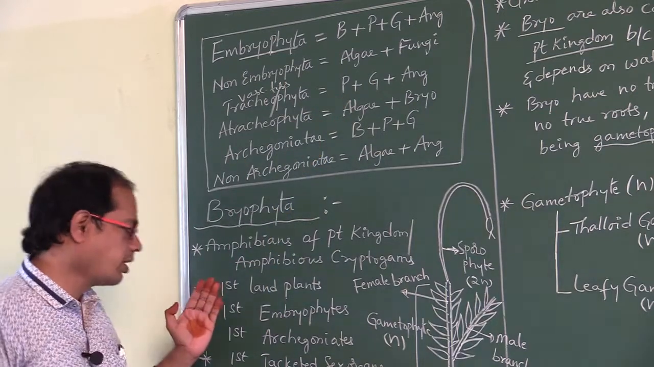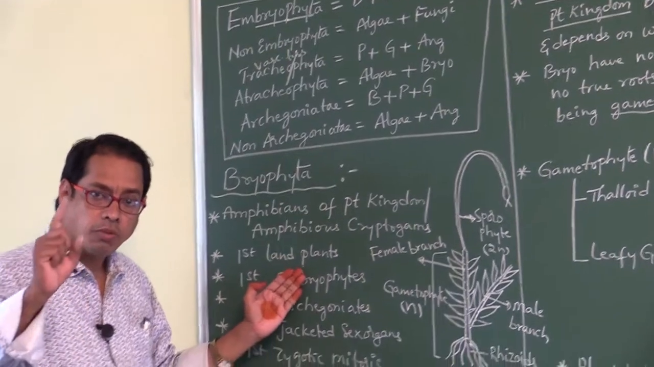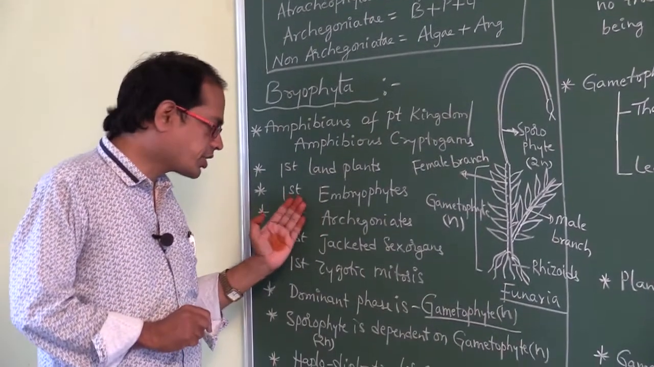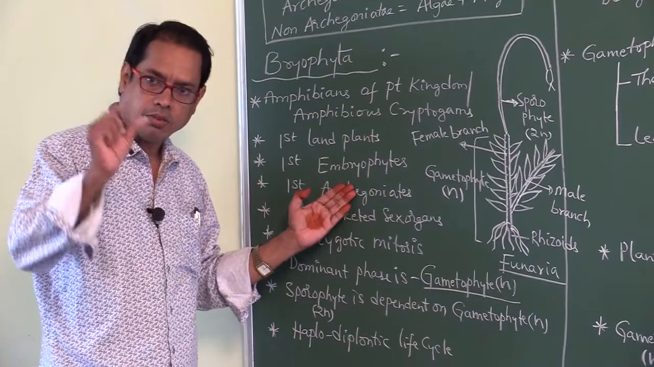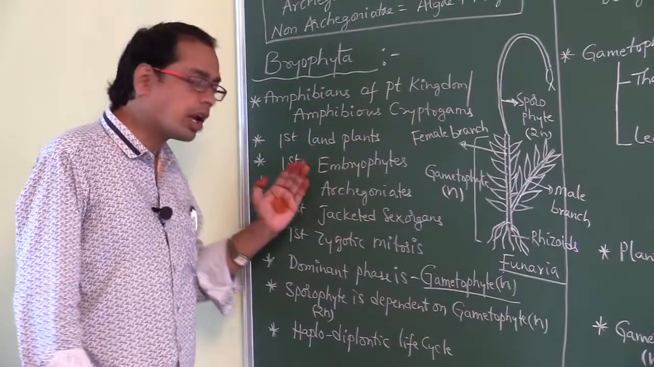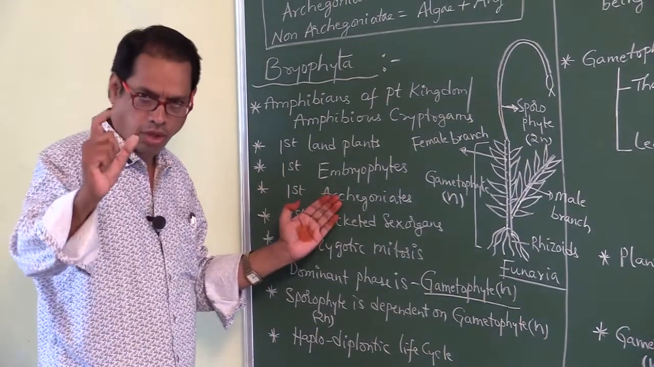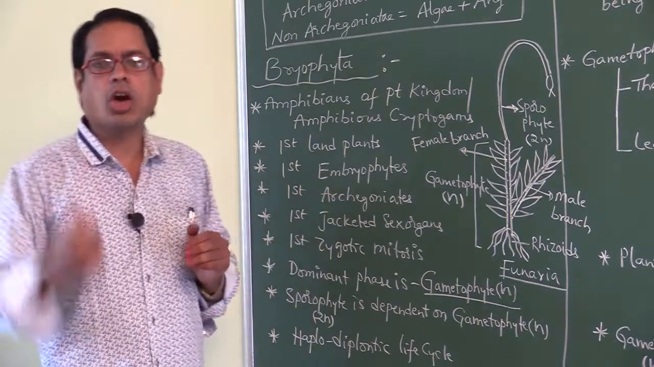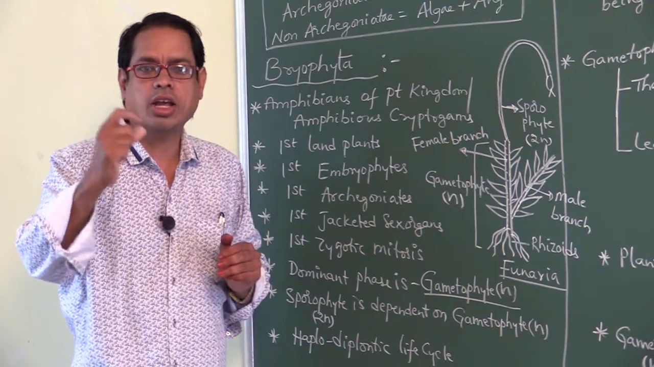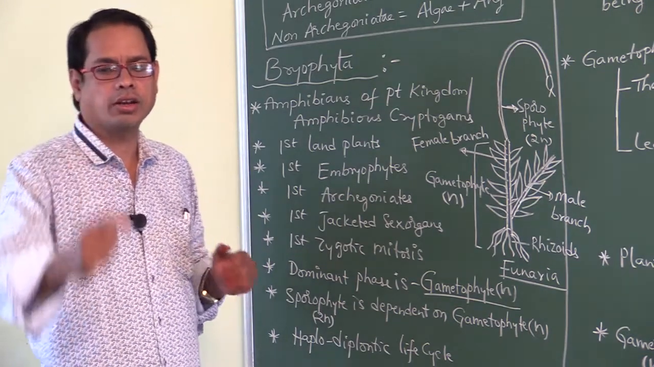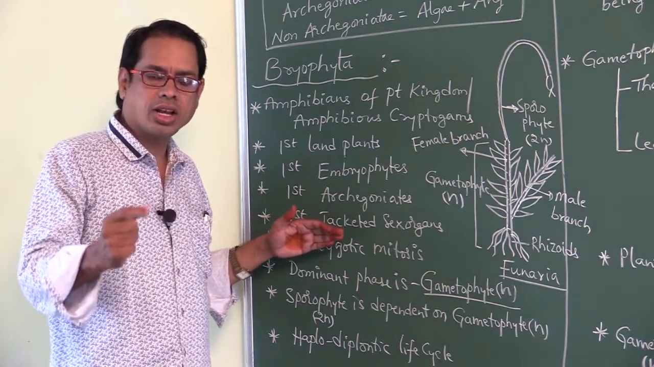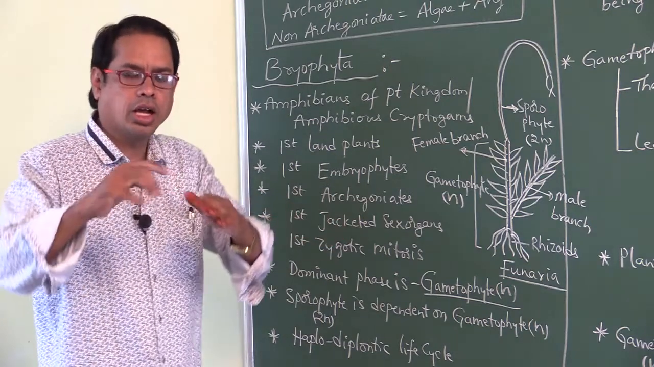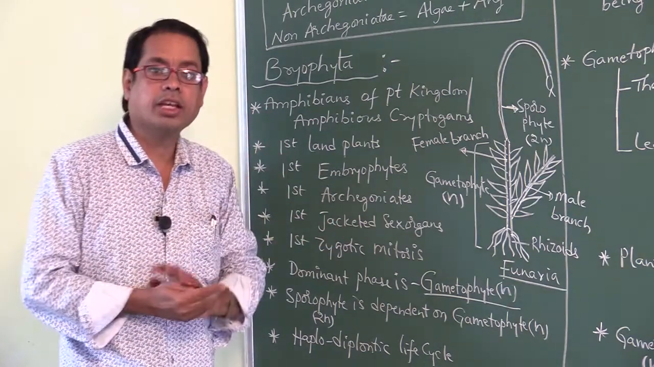Okay. Next, first land plants are bryophyta. First embryophytes are bryophytes. First archegoniates are bryophyta. First jacketed sex organs: in algae the sex organs are unicellular, whereas here the sex organs are multicellular and those sex organs are covered by a jacket.